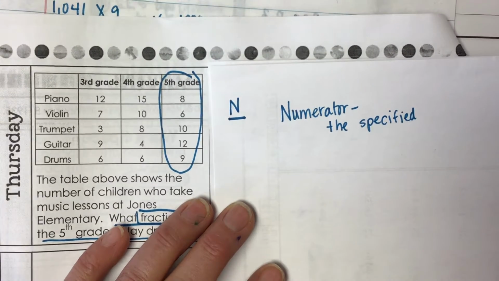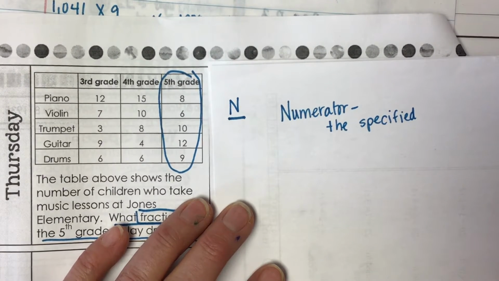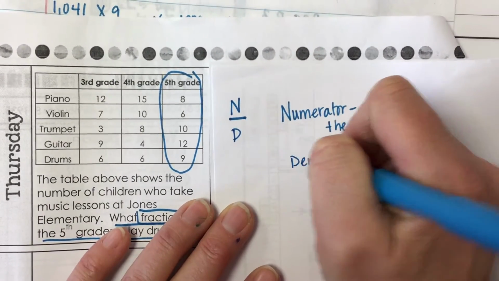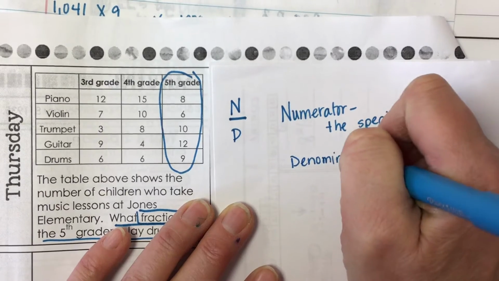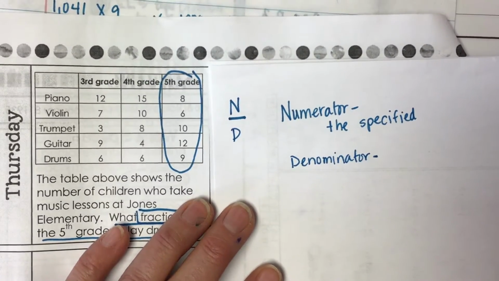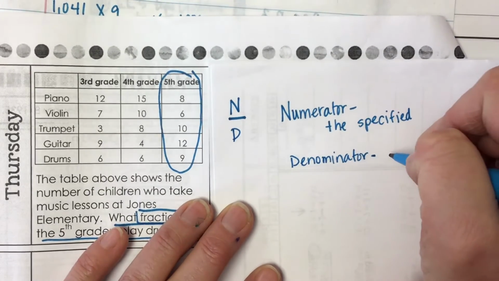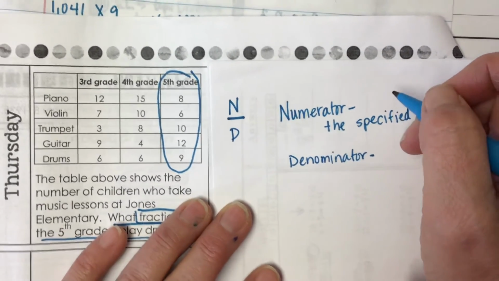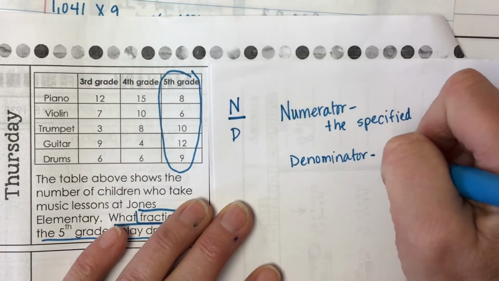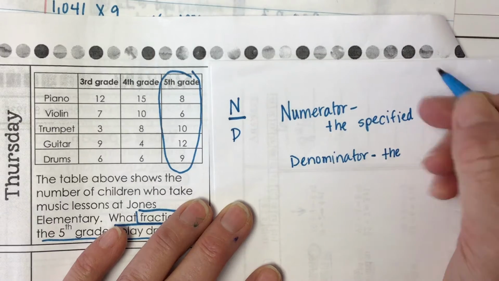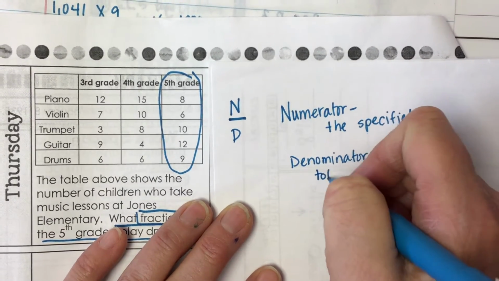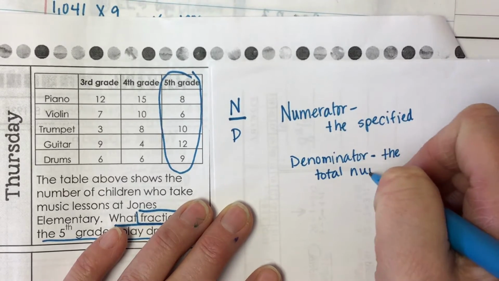Okay, what's that bottom number called in a fraction? Penelope? Denominator. And what does our denominator represent? Avery? How many times that top number can go into it? No. Mason? It specifies, well, not really specifies. It shows the total number. The total number that we're looking at.